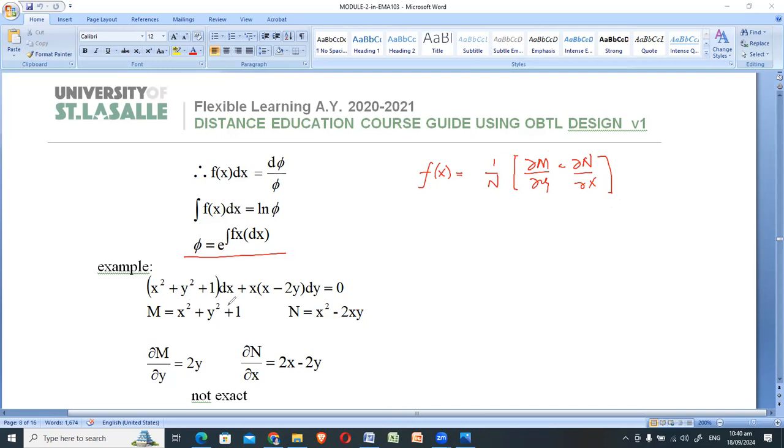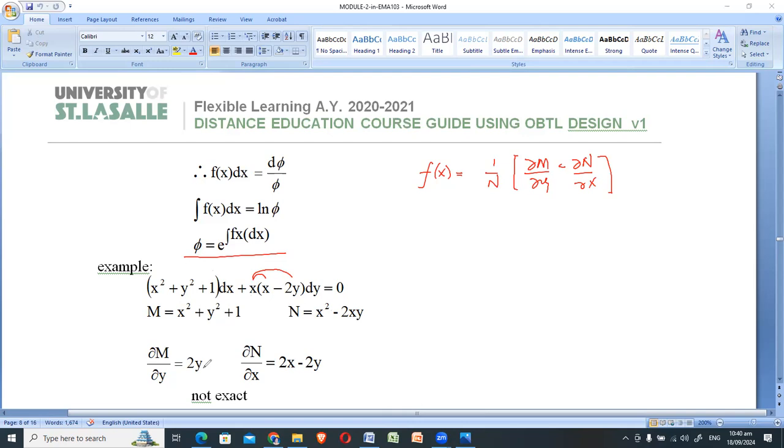Okay, so as an example, this is the example that is already placed in the document that's shared under lessons. So you have x squared plus y squared plus 1 multiplied to the differential of x, plus x times the quantity x minus 2y multiplied to the differential of y, equal to 0. In here, you copy the m, so that's your m. In here, you have the x multiplied to the x minus 2y to give you this one for your n.